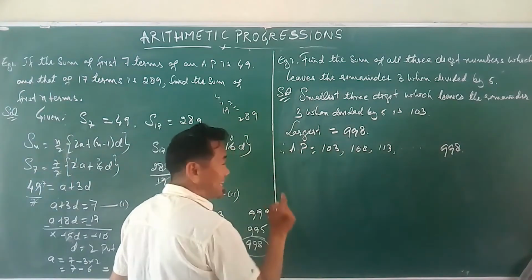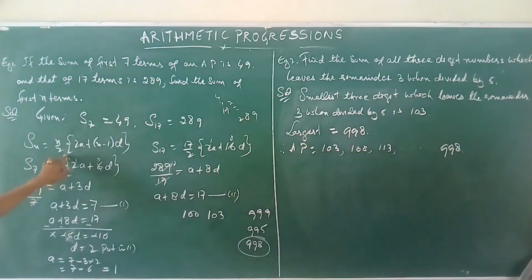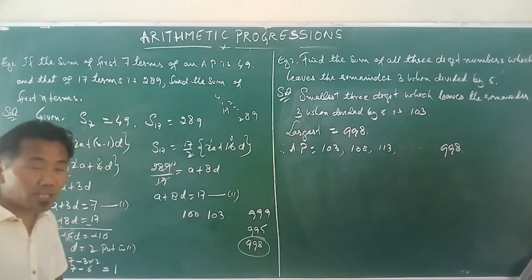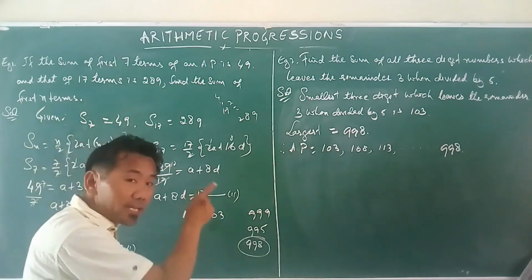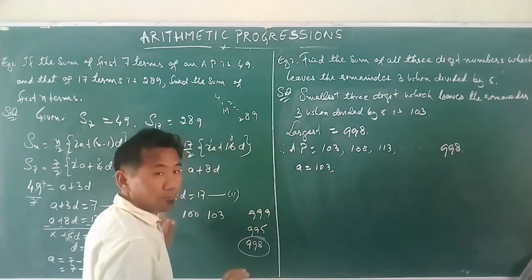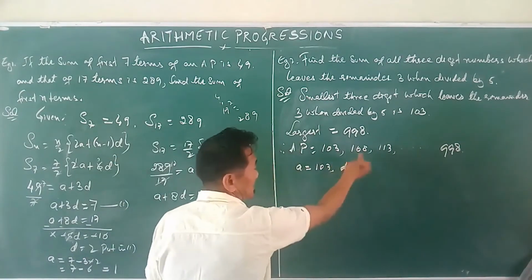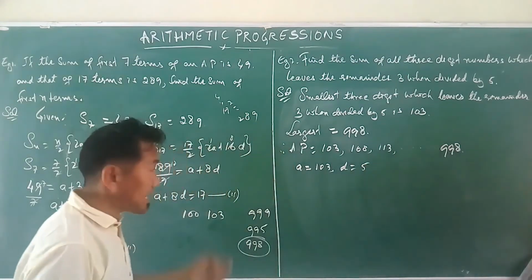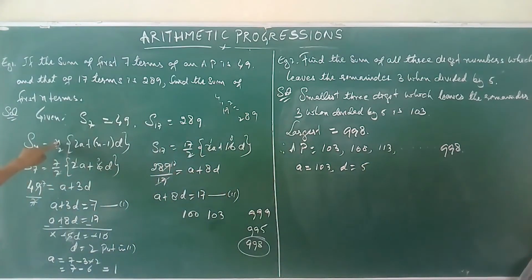Now let's see. To find the sum by using the sum formula, we need n, but n is not known here. We know A is 103 and D is 5. So what we are going to do here? We are going to find n. The only thing that we are going to find here is n.